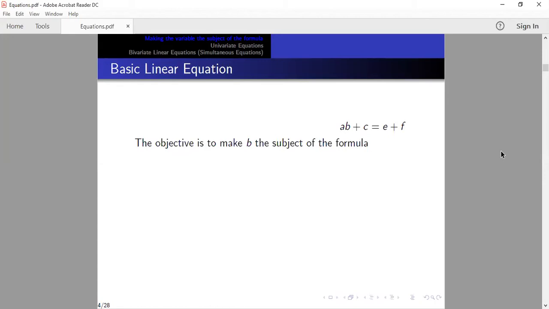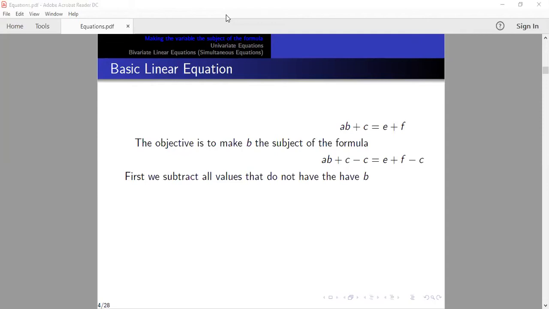So let's say we have this. Sorry. Now, the objective here is to make B the subject. Now, let's paraphrase this through. We're saying that the first thing we need to do is remove that C. Now, what does that mean? Let us explain. Why do we need to remove that C?